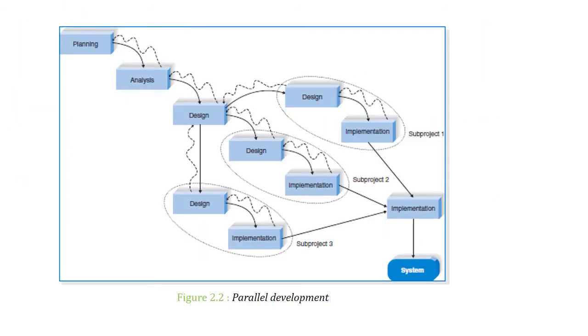Okay, you can see the parallel development figure. Here you can see that we have divided our project into three sub projects, known as sub project 1, 2 and 3. What happens in parallel development is that these sub projects are designed and implemented in parallel, and once all the sub projects 1, 2 and 3 are completed, we integrate all these three sub projects. After the integration we get the required system.